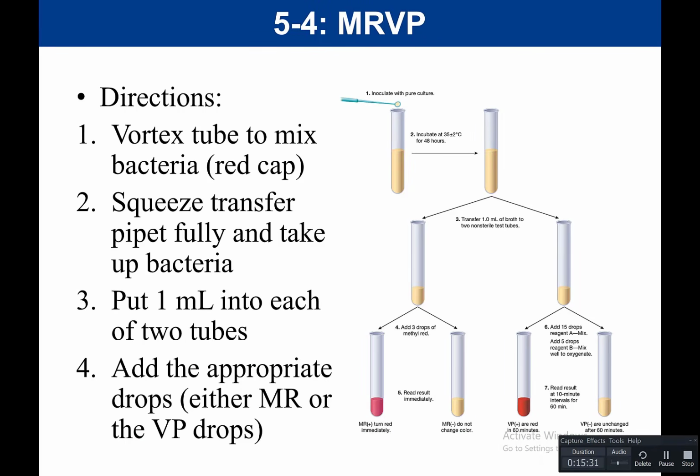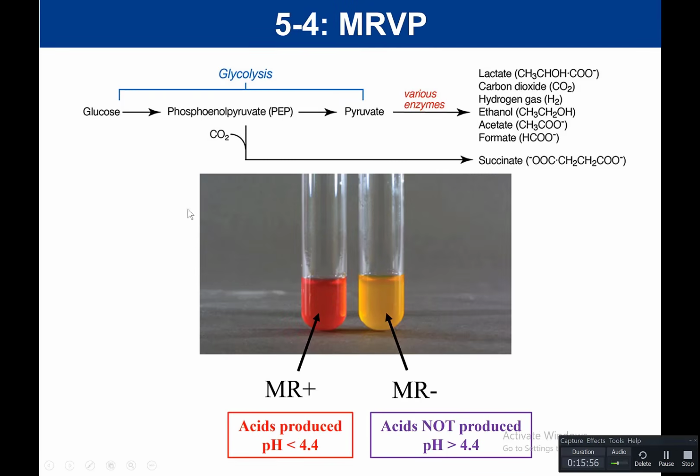So for this particular slide, what you want to understand is that you inoculated the MRVP broth and then you allowed it to grow for 48 hours. And then you had to transfer the broth into 2 tubes. One tube got the methyl red reagent, one tube got the VP reagents. You do not need to memorize all of these acids and all of these products that can be produced for MR positive. You just want to know that for MR positive, they produce stable mixed acids.